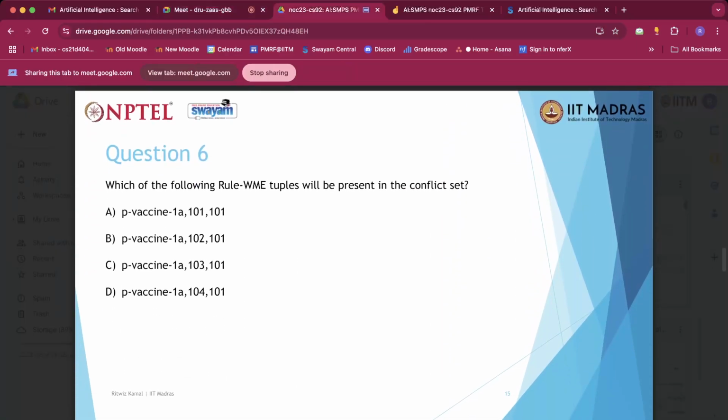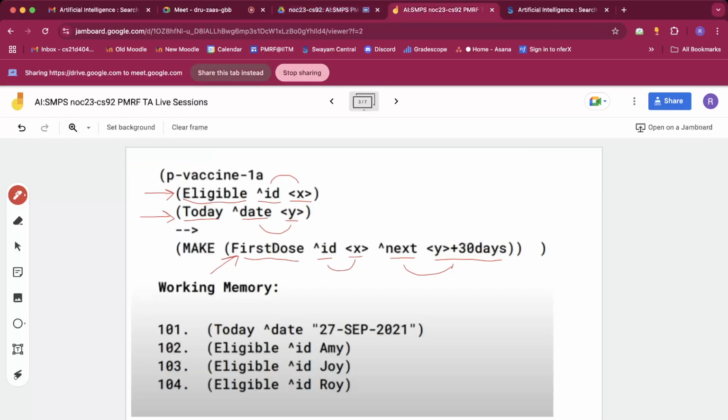Remember I was talking about something called a conflict set. This is where the question regarding multiple rules being applicable comes up. Now what we have to do is, I'll switch back to this rule and working memory slide that we have, and I'll let you try to find out which pair of rule and working memory element can be fired together.